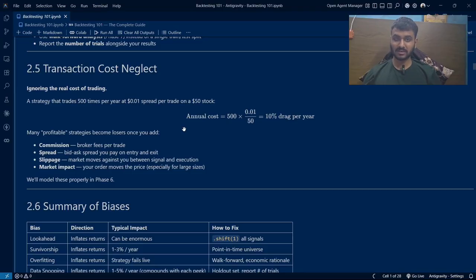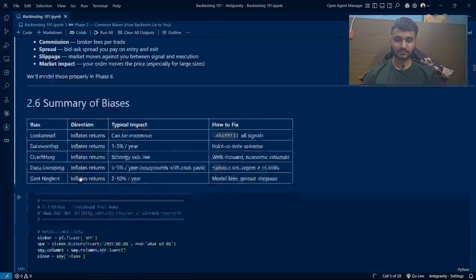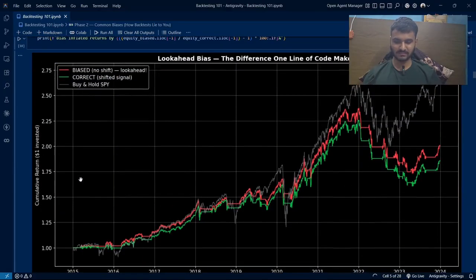Now this is a summary of biases. Now I will show you the graph. So this is S&P 500 buy and hold. As you can see, the no-shift bias is always generating 1 to 3% more returns than what your actual model would have generated.